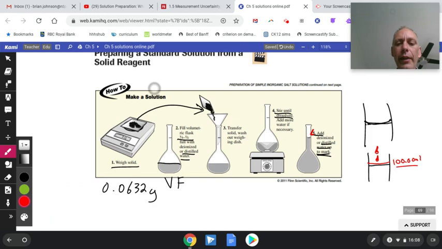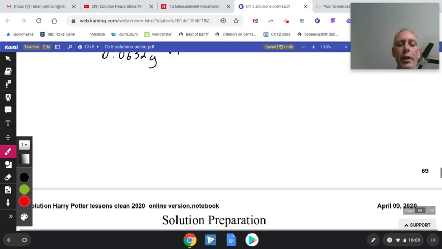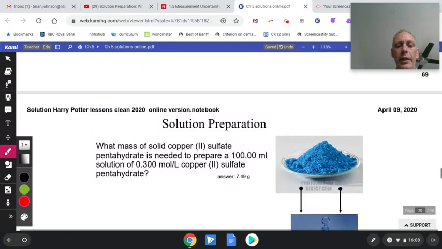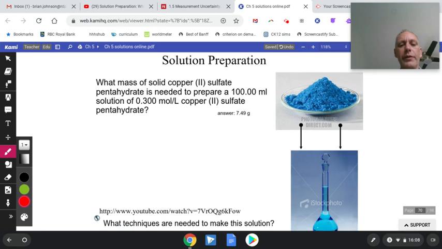You've seen the math and you've seen the steps needed. So let's do one more example in your notes, and we'll move on to the second part. What mass of solid copper 2 sulfate pentahydrate is needed to prepare 100.00 mL of 0.300 mole per liter? Okay, copper 2 sulfate pentahydrate.